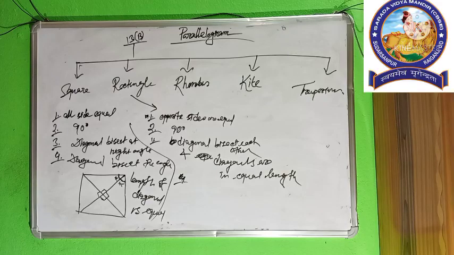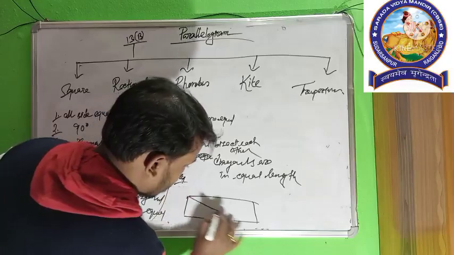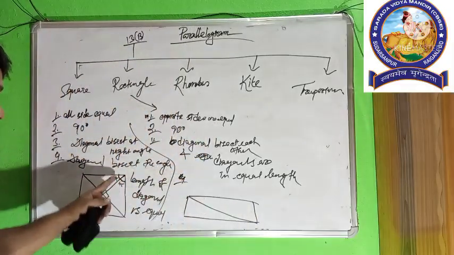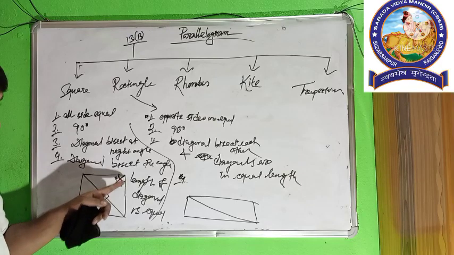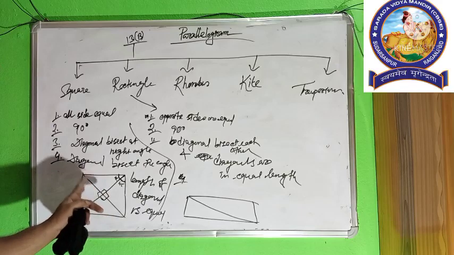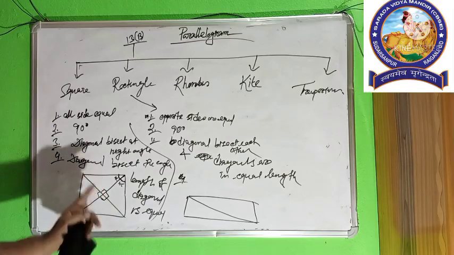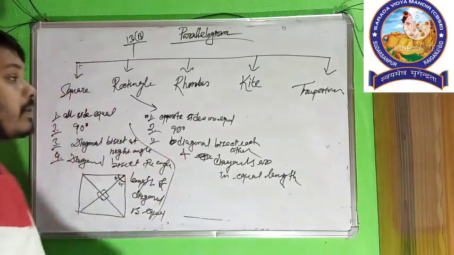In case of a rectangle, the diagonals do not bisect the vertex angles. But in case of a square, they do. So these are the properties of the rectangle.